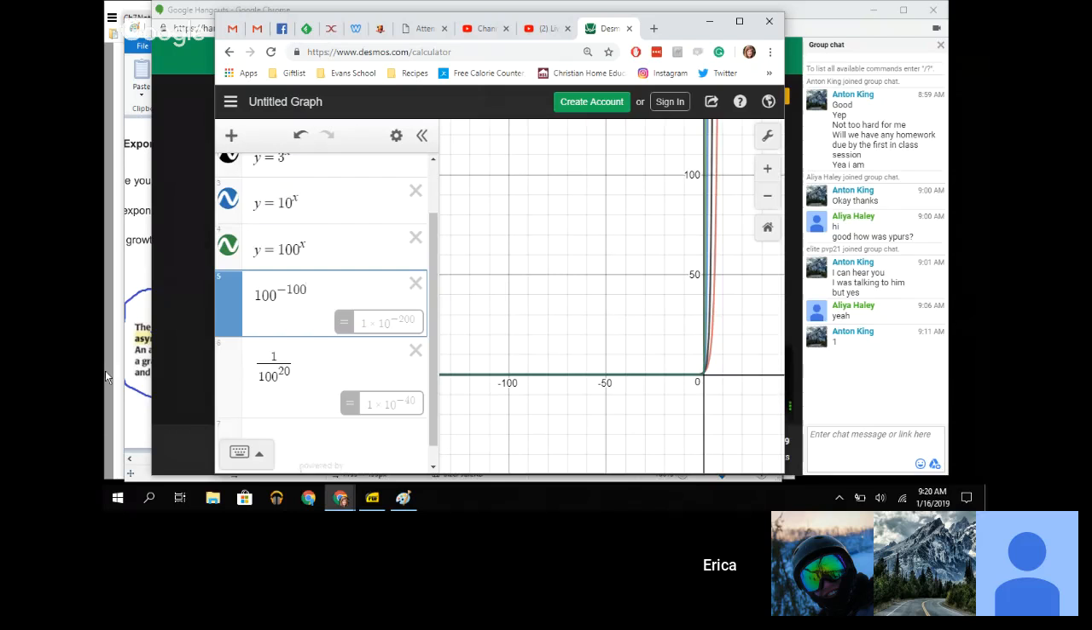So that's why we call this line, the x-axis, an asymptote, because our exponential function gets really, really close to 0, but it technically never can be 0. We can never make it 0 or less than 0. So that's why it's called an asymptote. And asymptotes are actually really important in algebra. We're going to be learning about those with other functions as well.